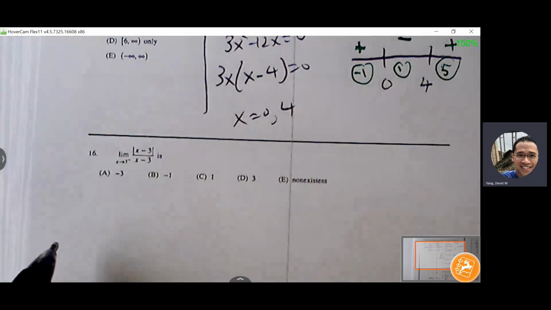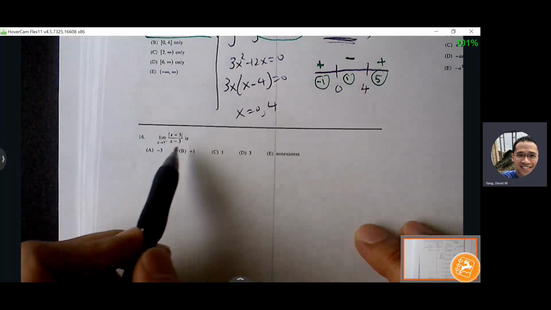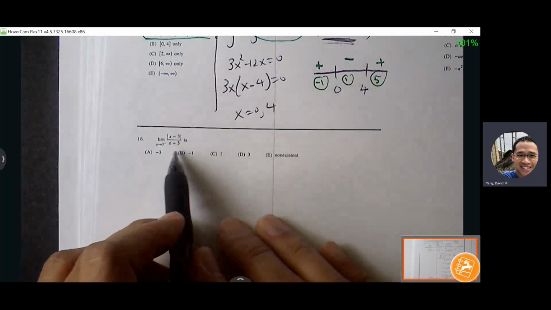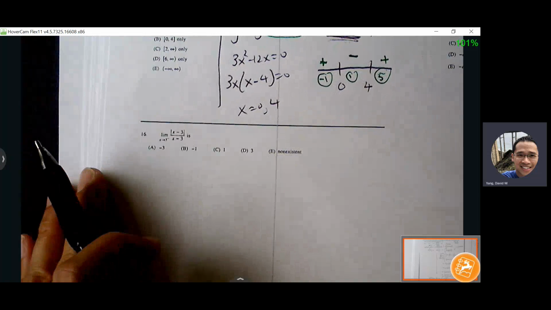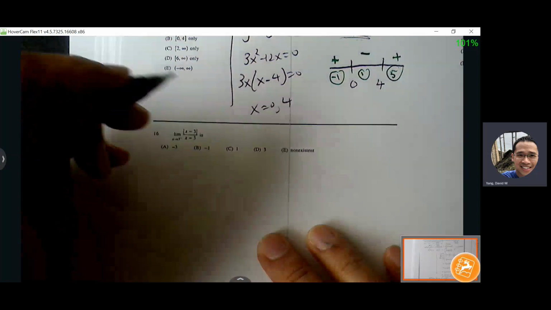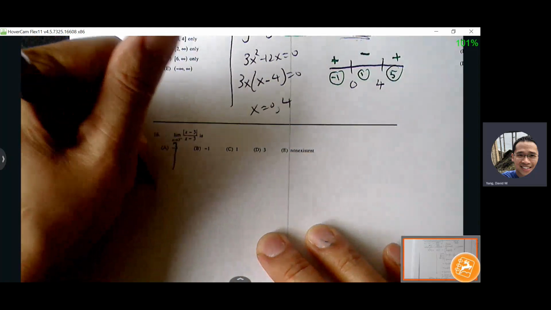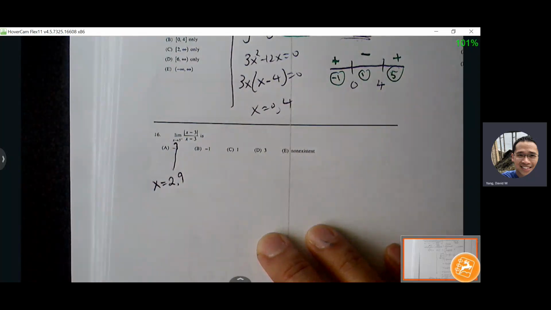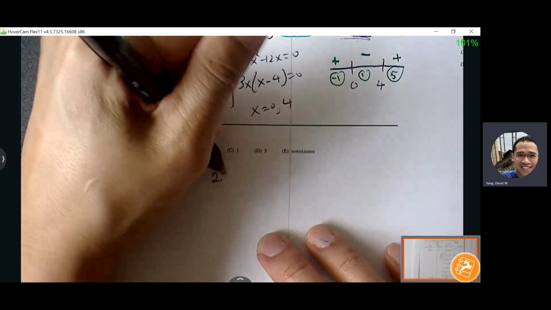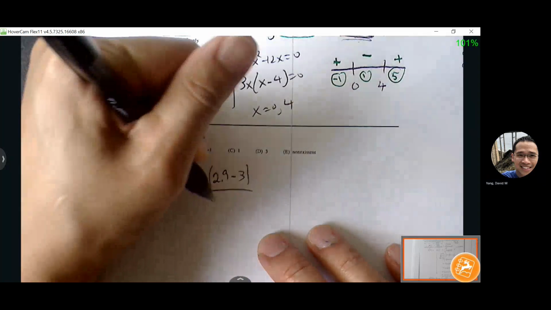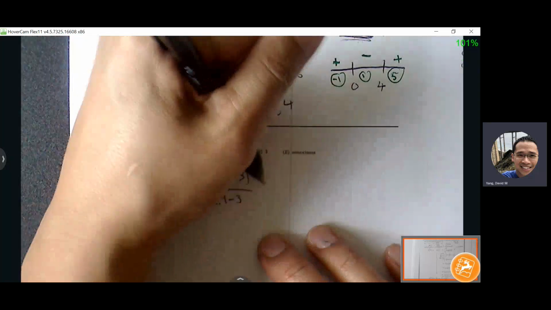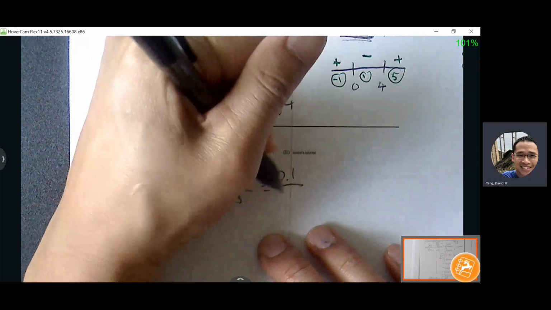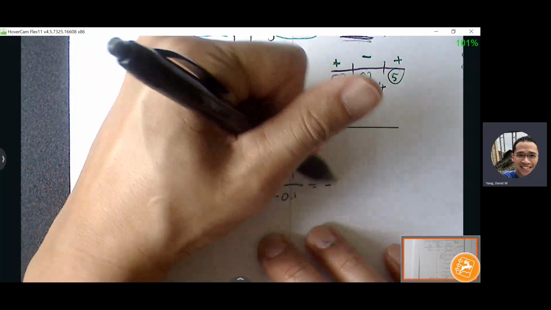For 16, limit as x approaches 3 from the left side of 3. So it's not asking for the full limit, it's just asking for the limit as we approach 3 from the left. This is not something that we can easily do algebraically, so we can either graph it or just plug in the number and see where that leads. So let's say I tested 2.9, because 2.9 is approaching 3 from the left. So if I do 2.9 minus 3 over 2.9 minus 3, I'll get 0.1 over negative 0.1, which is -1.